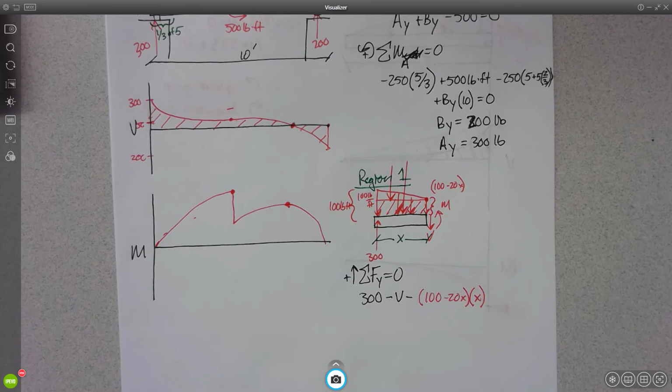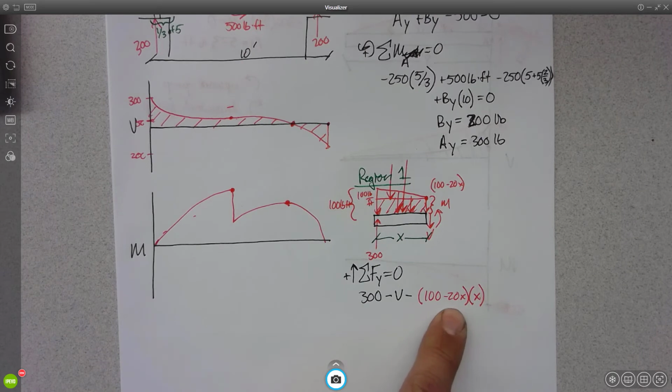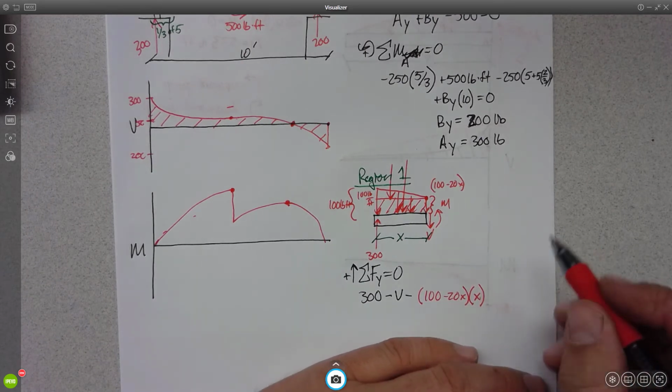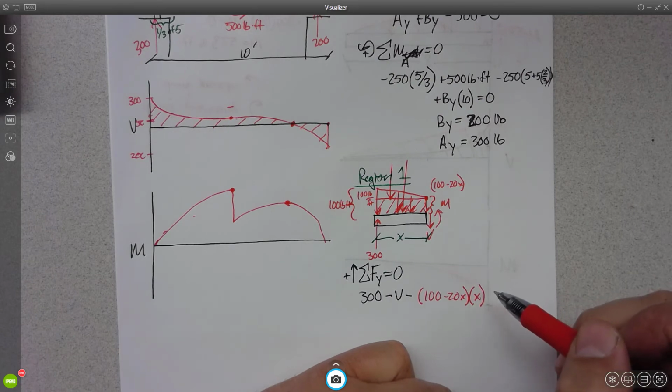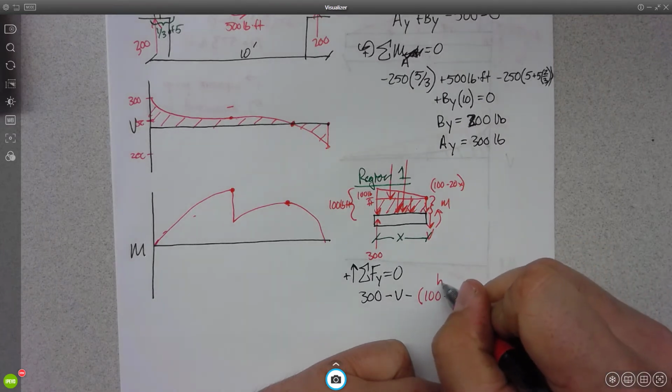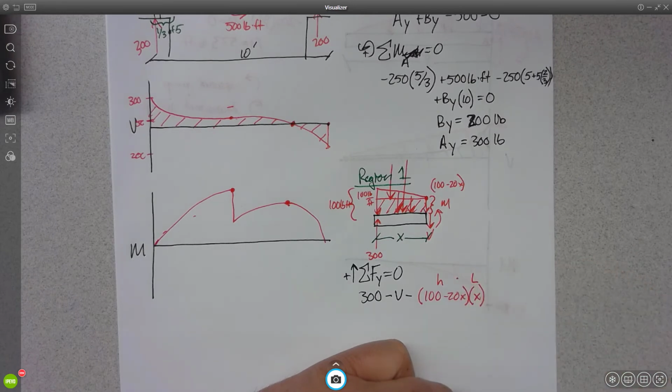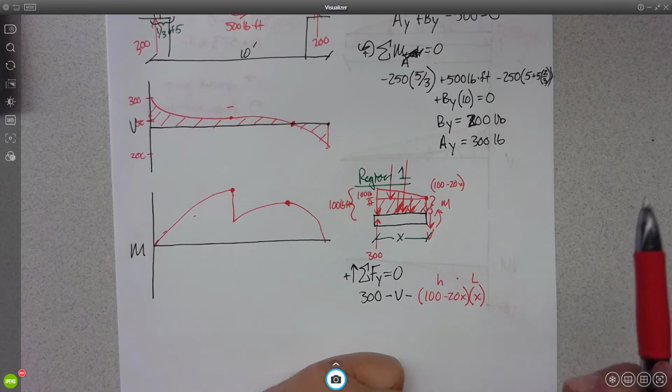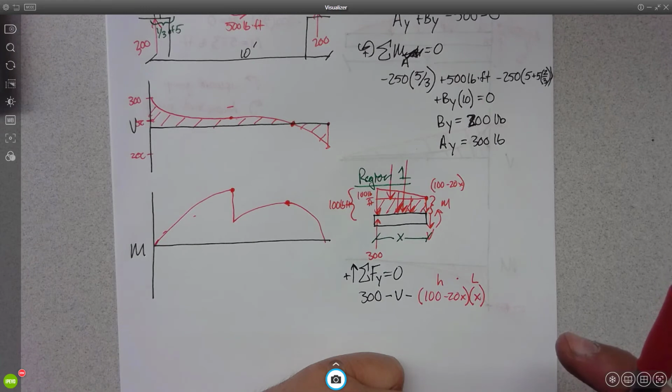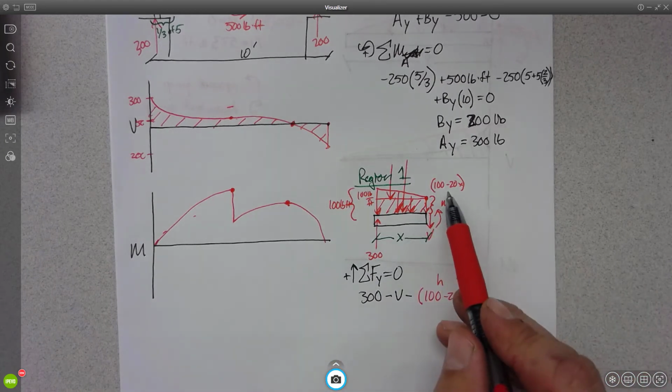Well, I'm just doing shear right now, so I don't need a lever arm for it yet. It's this hard just for shear. Wait till we get to moments. Okay. So this is the height, and this is the length of the rectangular distributed load. Is that a question, Jason? How did you get 100 minus 20x? How did I get 100 minus 20x?